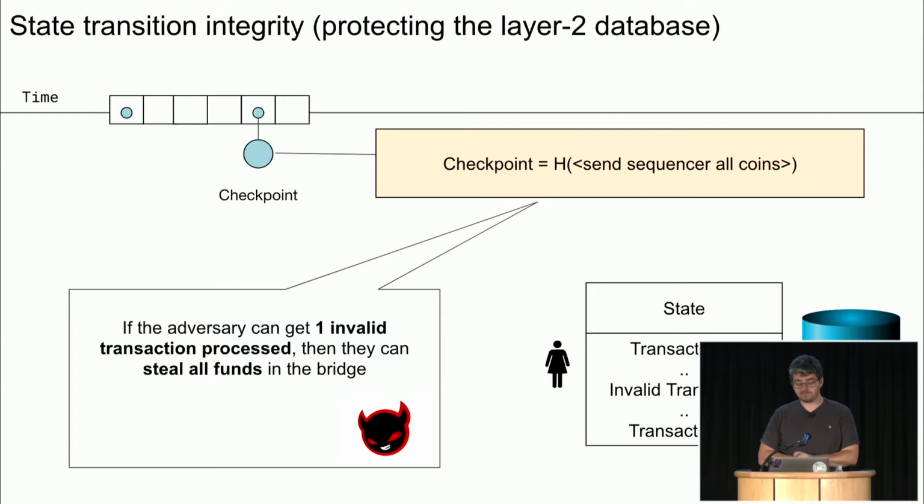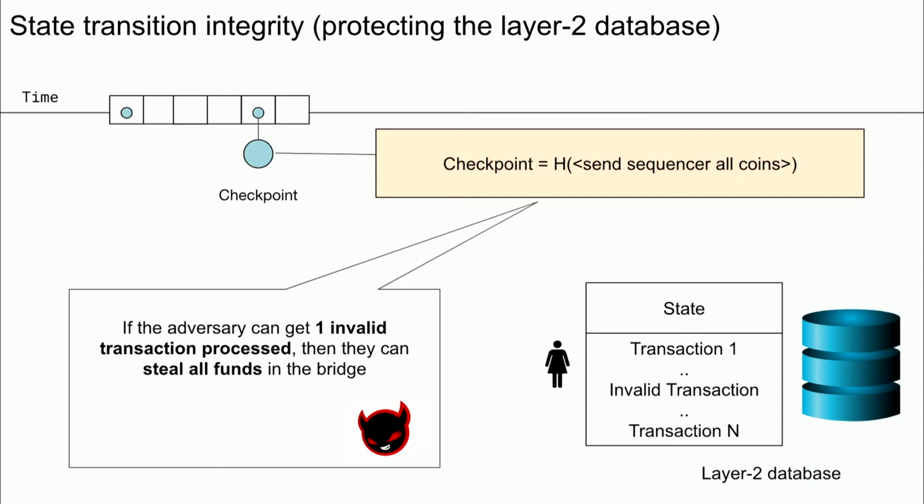So what about the state transition integrity problem? How do we solve that? Well, the problem is that if the adversary could include one invalid transaction and get it processed, they can steal all the funds in the system. So that's the problem we're trying to solve.